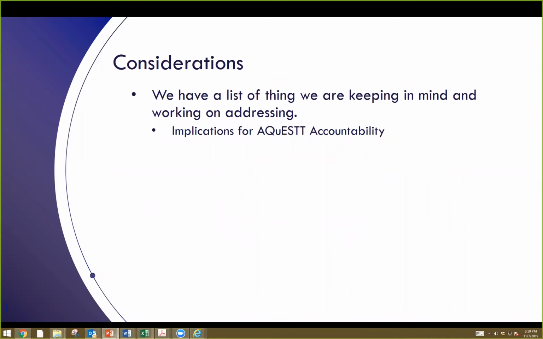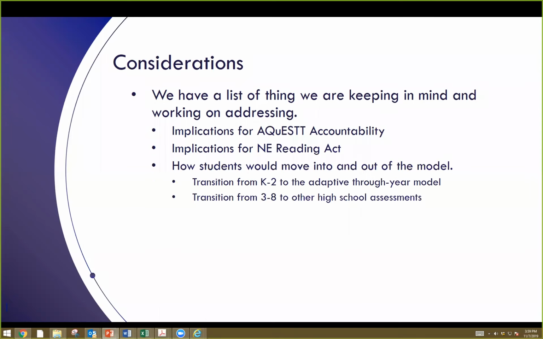Obviously this has implications for AQuESTT accountability. We've been working with Lane Carr, the accountability director. He knows what's coming down the pipe here, and so he's been thoughtful, and we're going to continue to be thoughtful about the implications this has on AQuESTT accountability. Implications for the Nebraska Reading Act: we've heard loud and clear that this new model needs to be supportive of the Nebraska Reading Act, so we're working hard to make sure that happens.